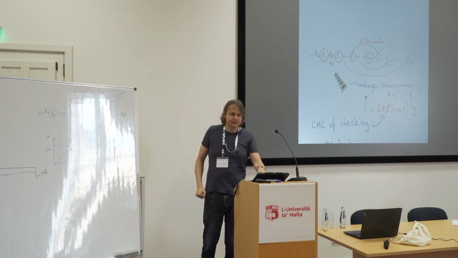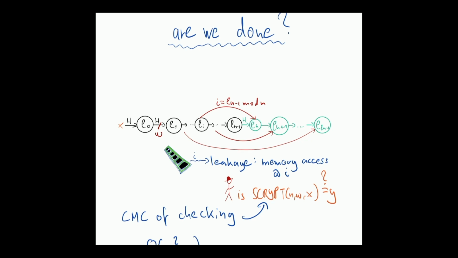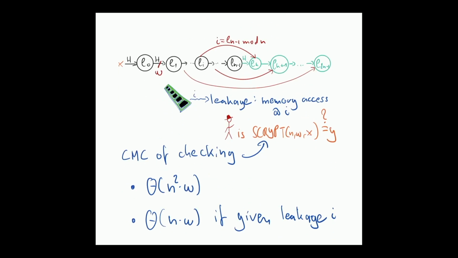Because you see, once I have this I, I only have to compute this initial path here, and this initial path is very cheap. This has CMC n, not n squared, right? Because I just compute this path. So now suddenly, with this little bit of extra information about the leakage, the CMC drops from n squared to n. And this is something that people didn't like.